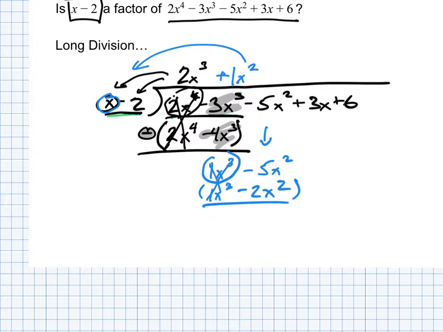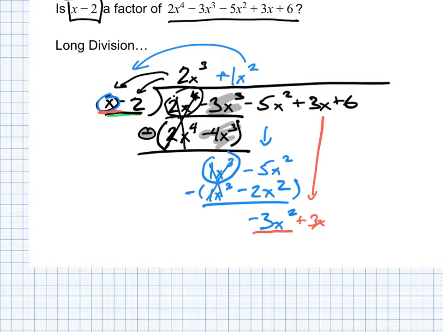These two subtract to 0. Negative 5 minus negative 2 is negative 3. I will then bring down the next term, 3x. I will look at my lead.